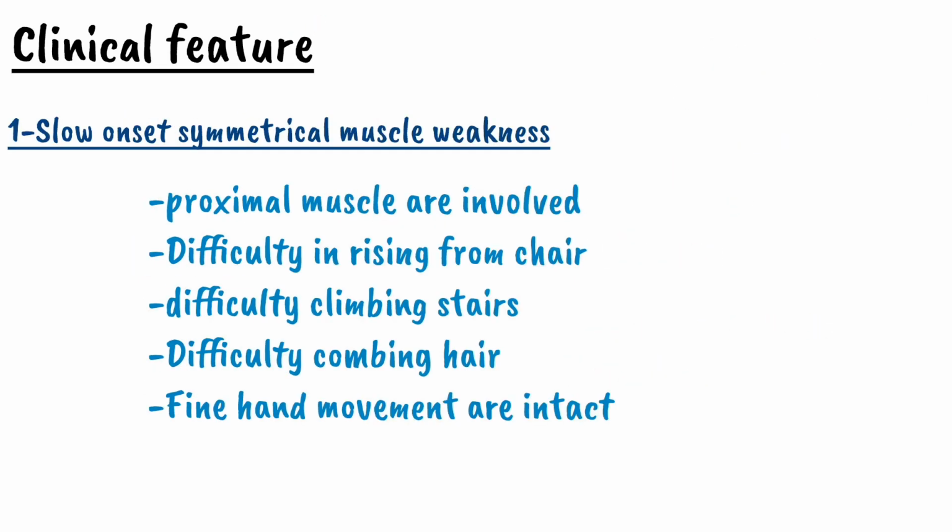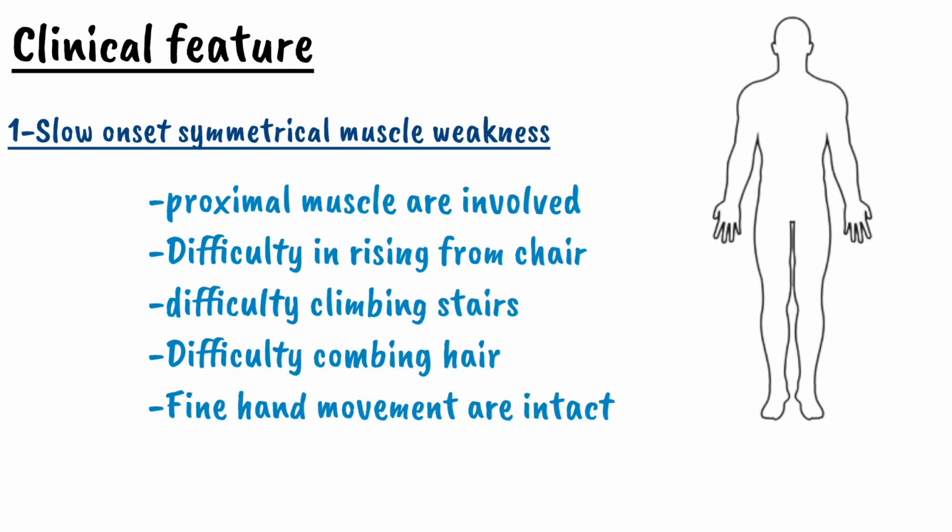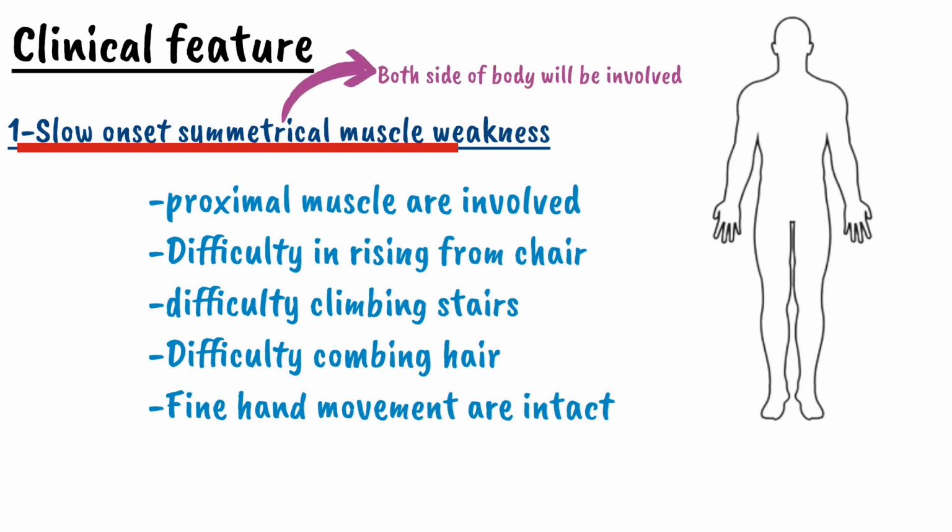Now let's come to the clinical features. Firstly, we will study the clinical features related to muscle, which occur in both dermatomyositis and polymyositis. Later on, we will study the skin manifestations which occur only in dermatomyositis. So the first muscle related complication is the slow onset of symmetrical muscle weakness. So what is meant by symmetrical? Symmetrical means that both sides of the body will be involved, and the muscles which are predominantly involved are the proximal muscles.